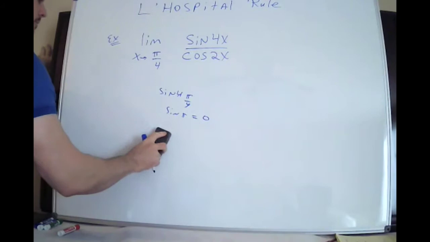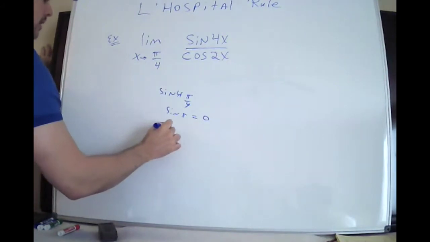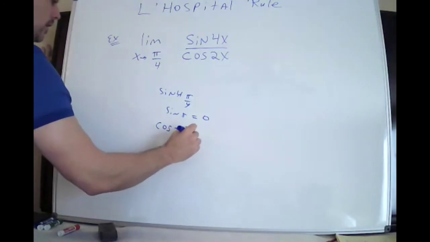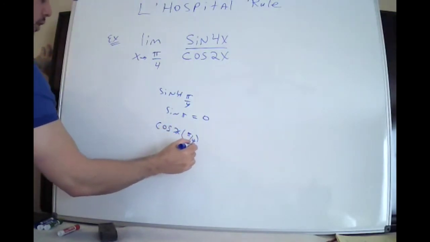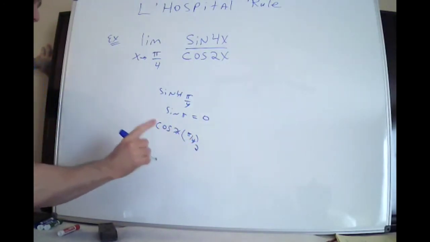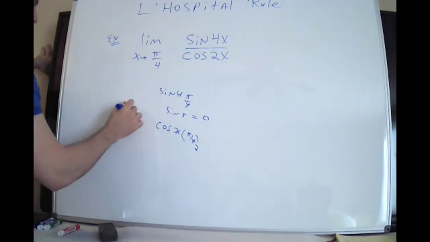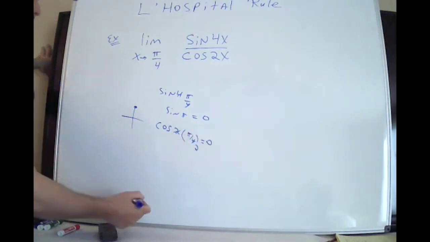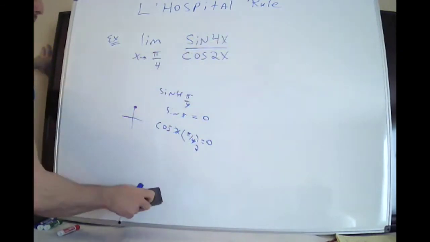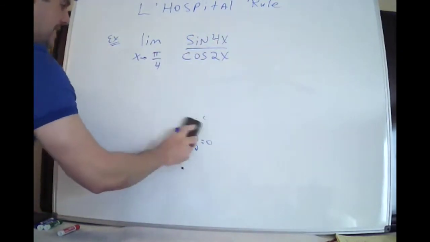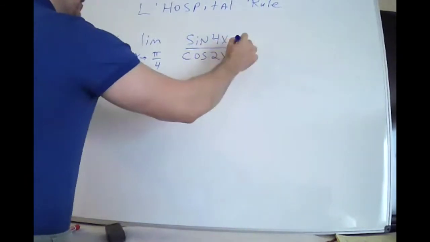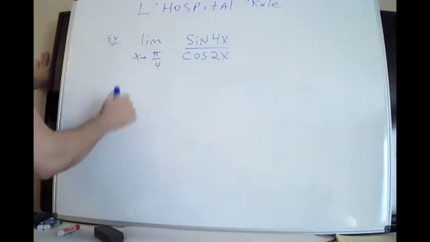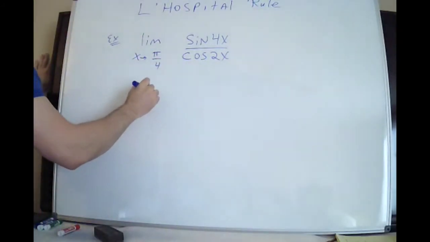Now on the bottom, I have cosine 2x, but x is going to go to pi over 4. So this time you put the 2 into the 4 and you get pi over 2. Pi over 2 is 90 degrees. Cosine of 90 is 0 though. So you get 0 on top, 0 on the bottom. So you do get indeterminate form. So this is 0 over 0. So I am allowed now to use L'Hôpital's rule.